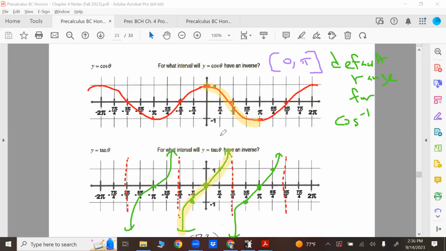Is that the default range? Yeah, the middle is the default range. Now, am I going to include negative pi over 2 and pi over 2? No, you do not include it because it's undefined there. And that's going to be the default. So it's very similar to inverse sine, but doesn't include the endpoints.